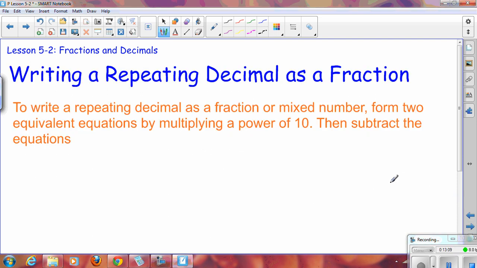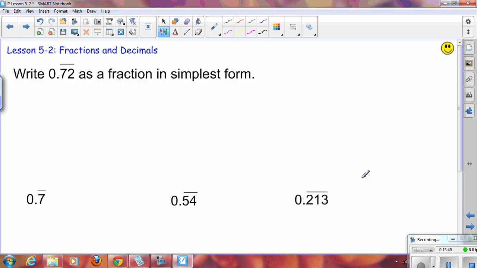Okay, we're writing a repeating decimal as a fraction. It seems kind of odd. Like, how would we do that? Because there's an infinite number of decimals after the decimal point, right? Well, I'm going to have to just show you how you do this. It says here, form 2 equivalent equations by multiplying a power of 10 and then subtract the equations. And you're saying, what? So let's look at this.